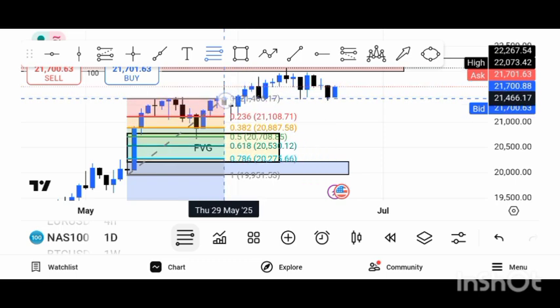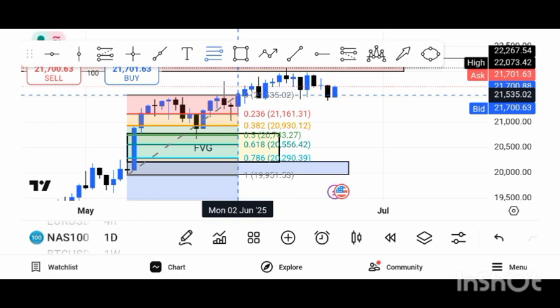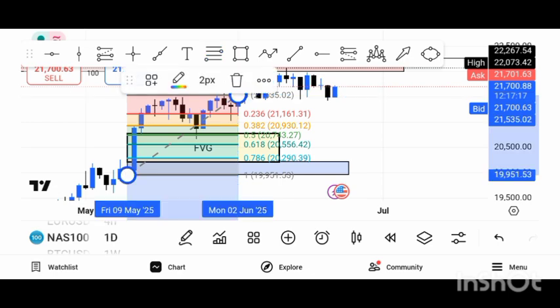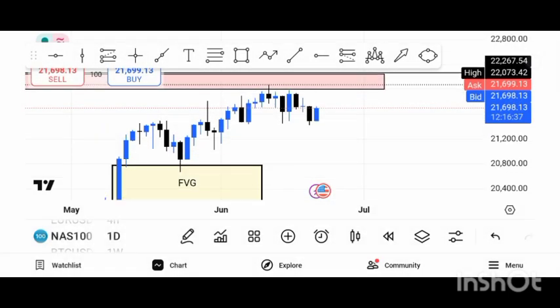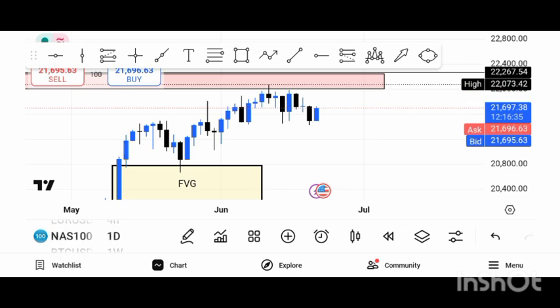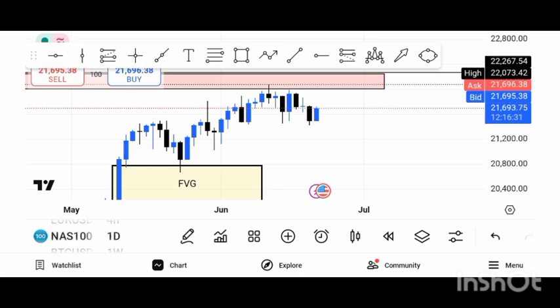You understand? If you see the Fibonacci retracement now, it's respecting the 0.5, which is the physiological level of the market. So understanding Fibonacci retracement is very essential in the forex market, because that's where you'll be expecting a pullback or a retracement to, before the market will continue bullish or bearish.